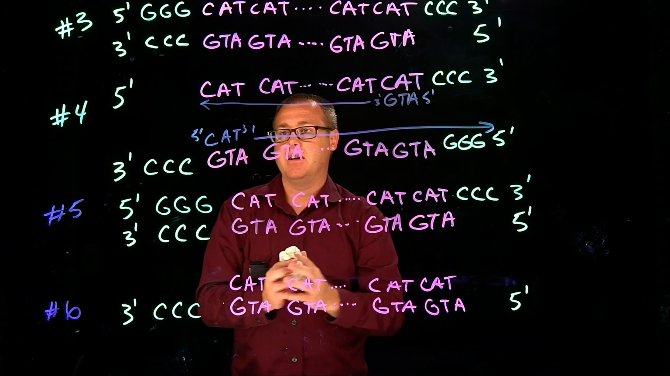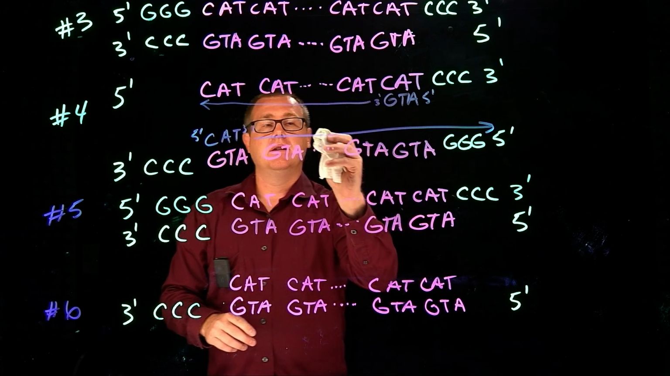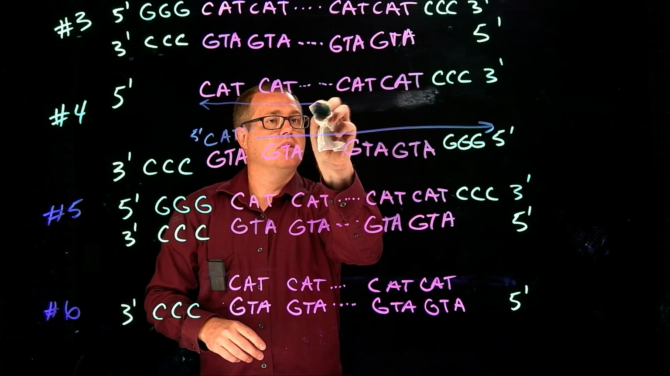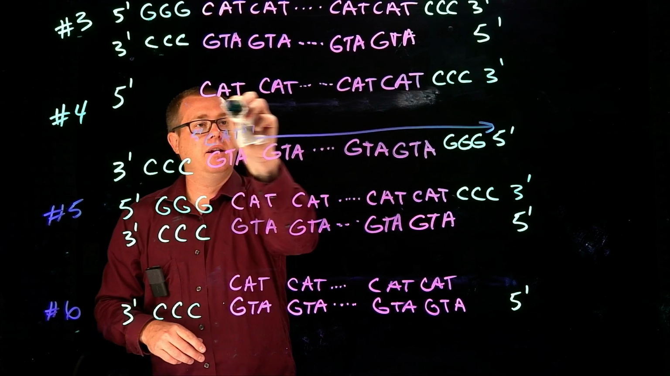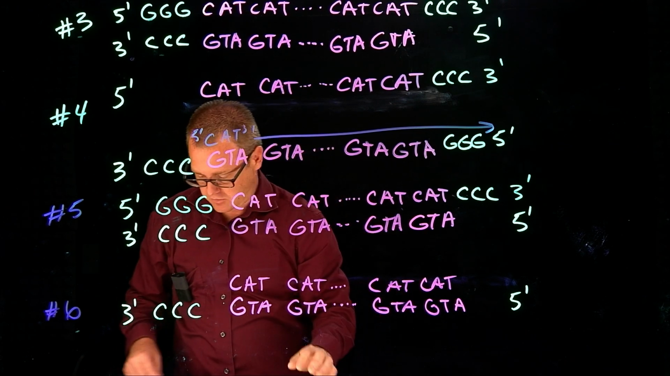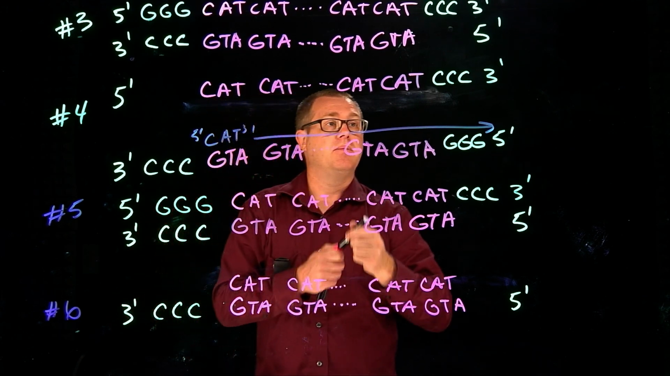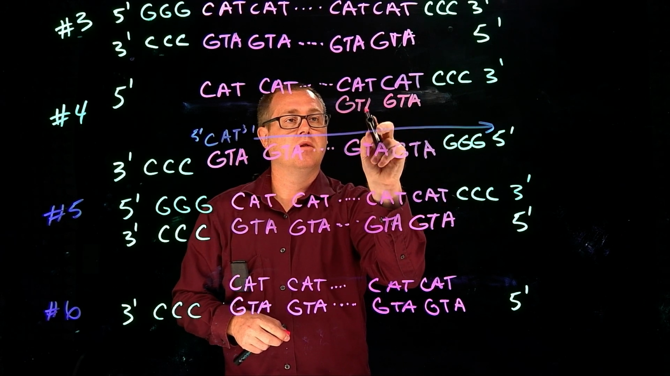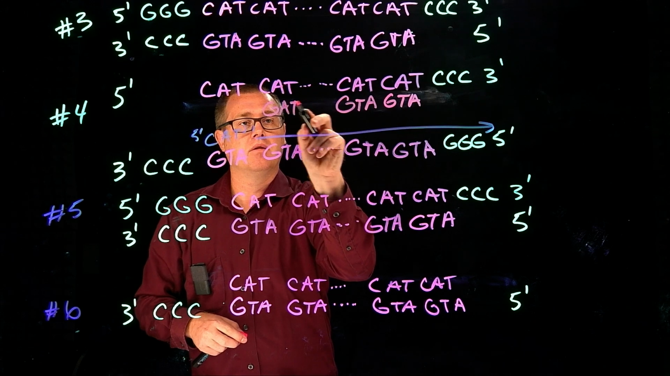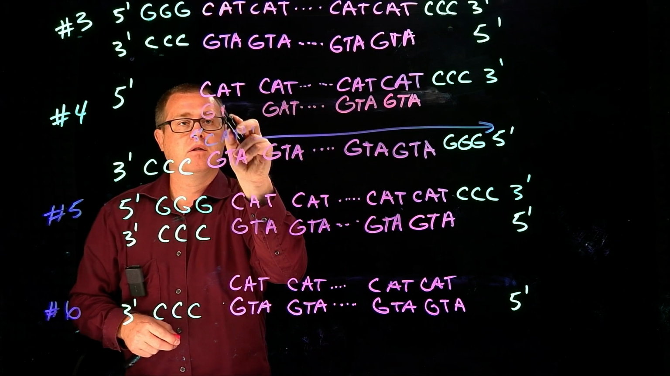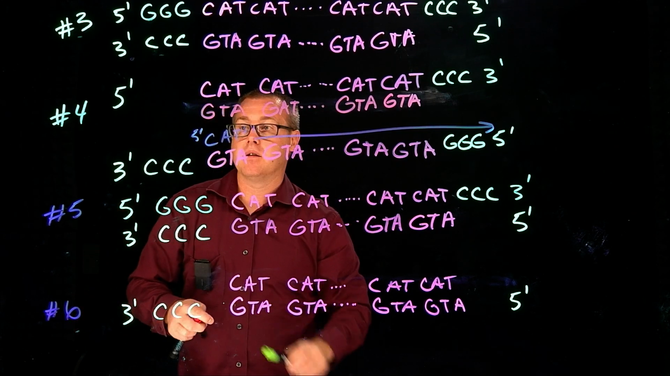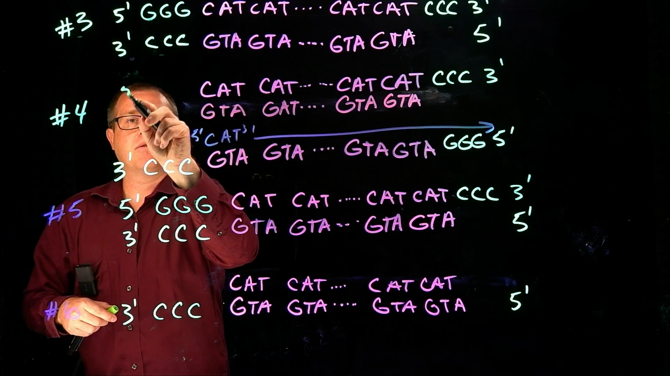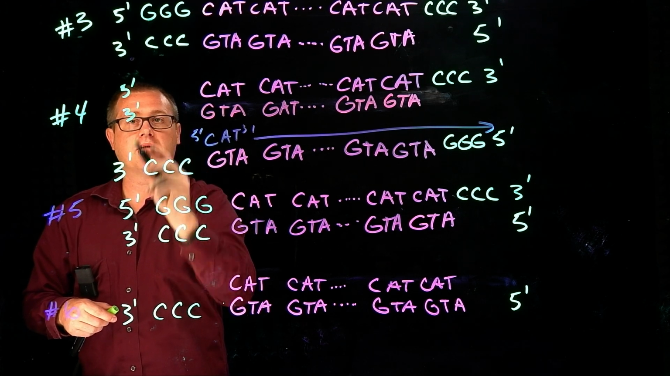So if we clean up that sequence now, let's do the coding strand first. What are we going to generate now? That's going to be, and so that will be our 5 prime. That's our 3 prime end.